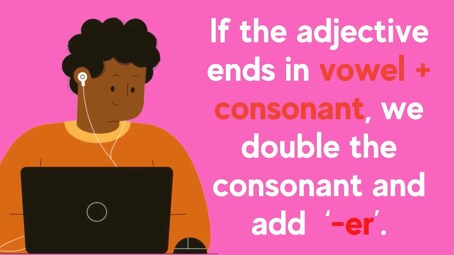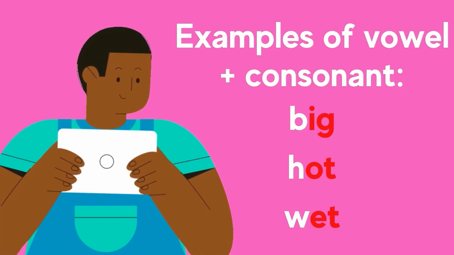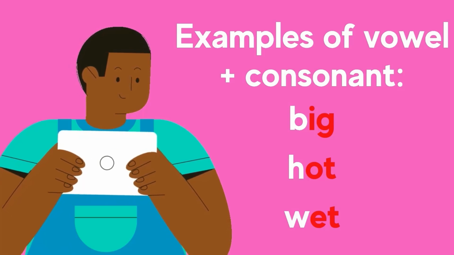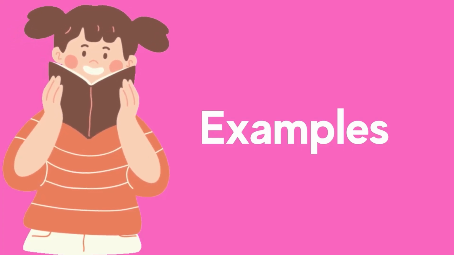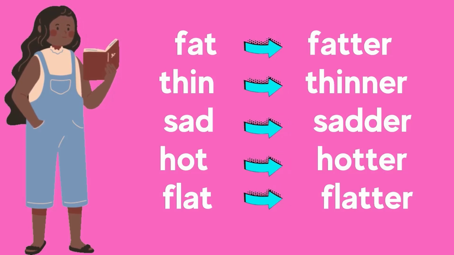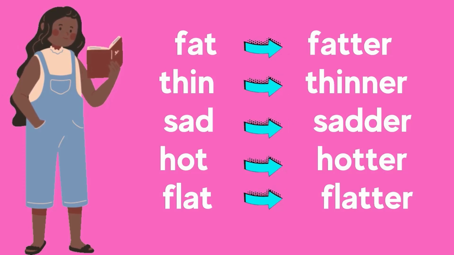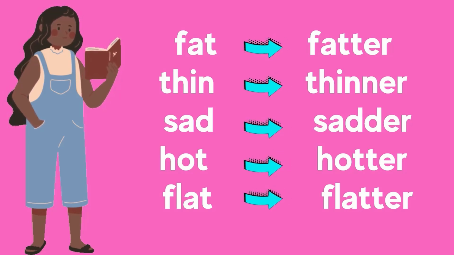If the adjective ends in vowel and consonant, we double the consonant and add er. These are a few examples of vowel and consonant. For example, big, hot, wet. Let us look at a few examples. Fat, fatter, thin, thinner, sad, sadder, hot, hotter, flat, flatter. So we just double the consonant, for example fat, so we double the t and we add er.